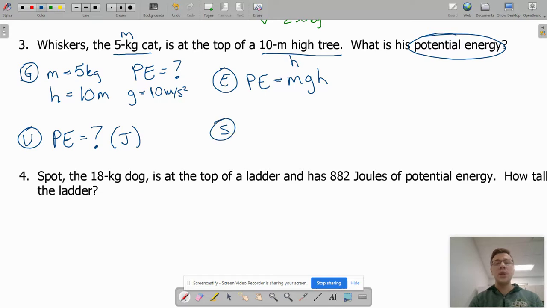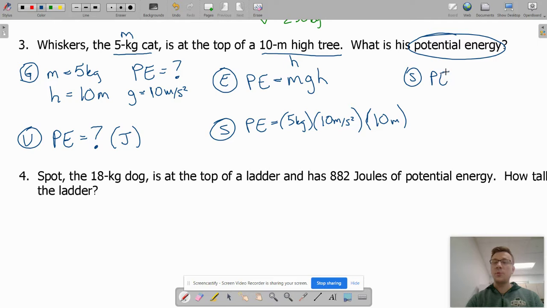Okay. So now we substitute the values in. Potential energy is equal to the mass of Whiskers, 5 kilograms, times the acceleration due to gravity on Earth, which is always 10 meters per second squared. So you won't be given that in the problem. It's something that you'll need to know. And then times the height of Whiskers, which is 10 meters. Okay. And so then when we solve here for potential energy, you're going to do 5 times 10 times 10, and you are going to get 500 joules of potential energy.